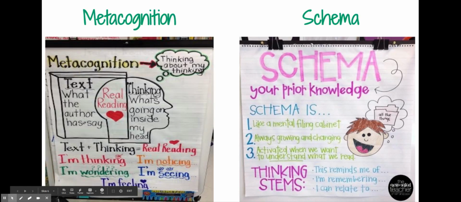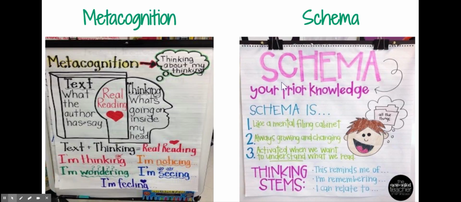So metacognition is what we are thinking about when we are reading. Real reading occurs because we have text, what we're reading, plus our thinking about what we're reading. That equals real reading. Some ways to think as you're reading: I'm thinking about, I'm noticing in the text, I'm wondering, I'm seeing, and I'm feeling. If you're asking yourselves or thinking about these things as you read, you are using metacognition.